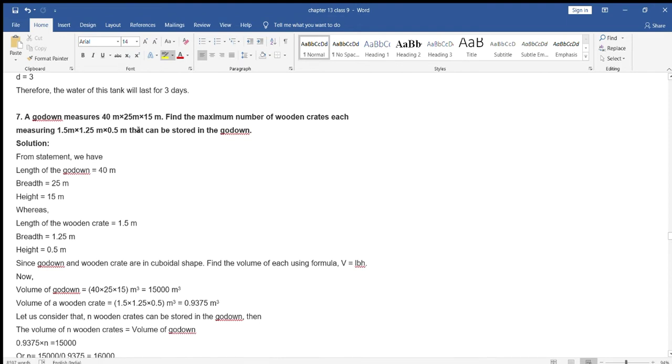Now, what is given to us? Find the maximum number of wooden crates, each measuring this one, that can be stored in the godown. What do we have to find out? We have to find the volume. So how can we calculate it? First of all, we will calculate the volume of the godown. Then we calculate the volume of the crate, and then we divide the two.